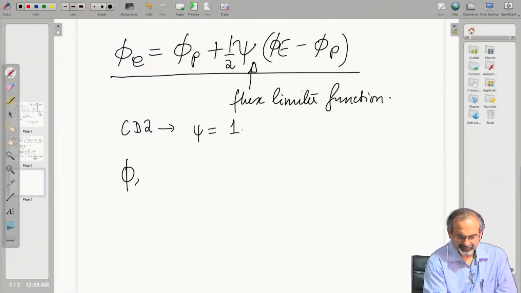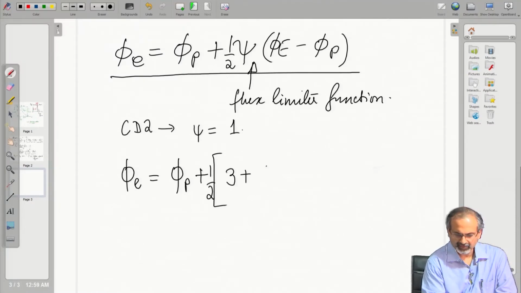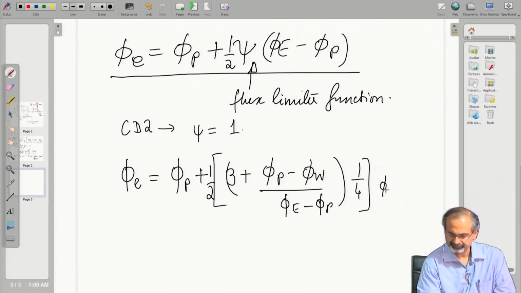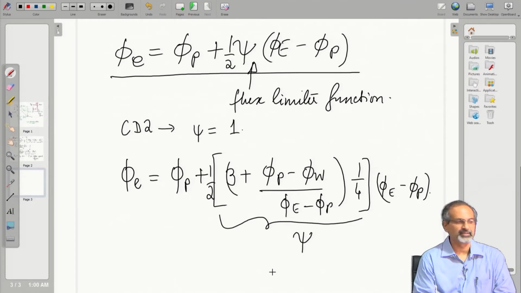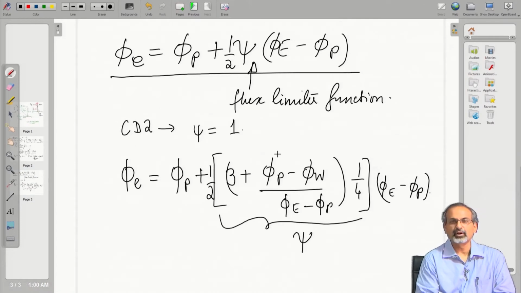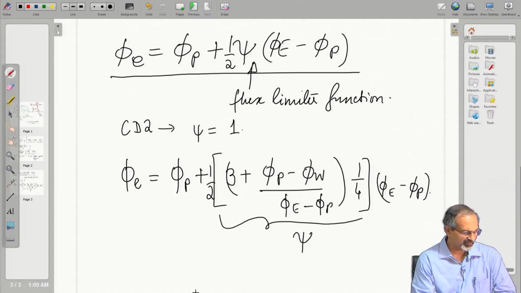For the QUICK scheme, let us try to lay it in this form, phi p plus half of, and then if you do a little bit of algebra, then you can put it in this form, so that you have an expression for the psi, which is your flux limiter function for QUICK, right. So, this entire expression within the square bracket is the psi expression for QUICK, which we are calling the flux limiter function.